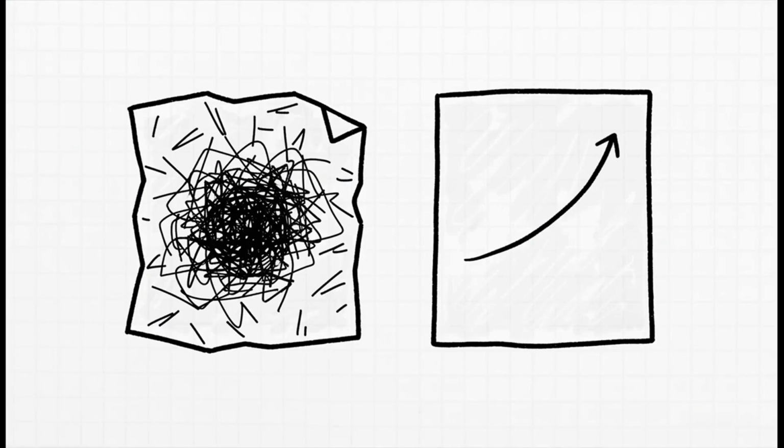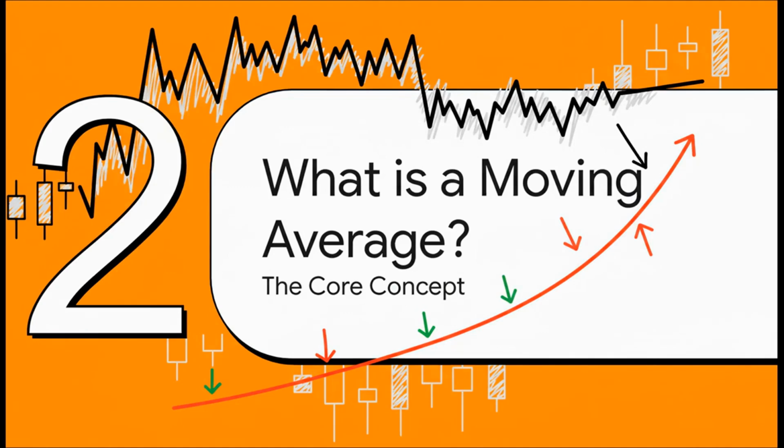Here's the best way to think about it. Imagine the daily price swings are just wrinkles and creases on a crumpled up piece of paper. Our goal is to smooth out those wrinkles so we can actually read the message, the real trend that's written underneath all that mess. So, what is this magical tool? What do we use to smooth out all that market noise? Well, it's called the moving average.